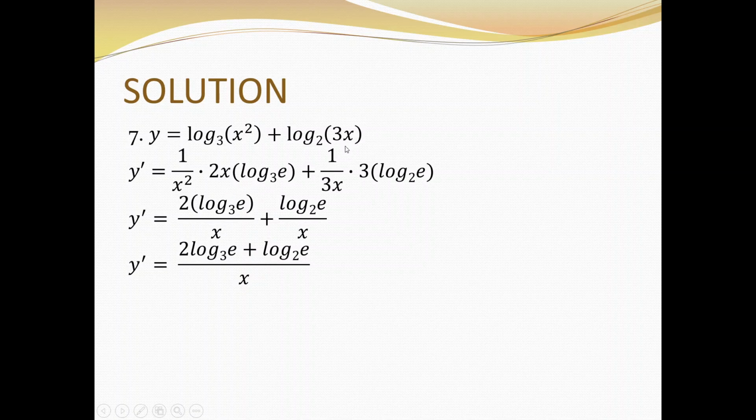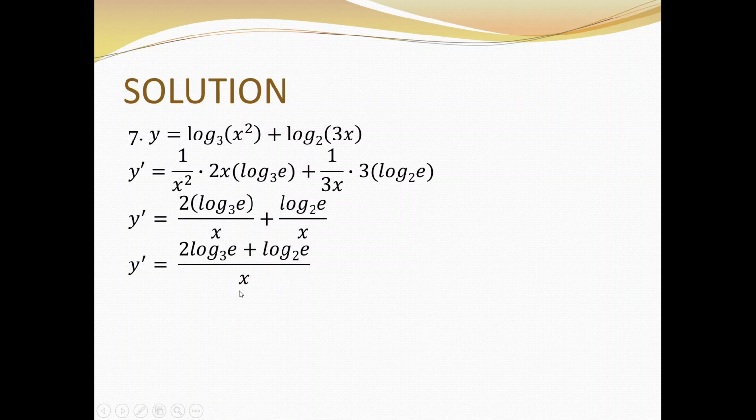Now for the second term, this is also 1 over u, where our u here is 3x, so this is 1 over 3x, to be multiplied by the derivative of 3x, which is 3, and also to be multiplied by a constant of log of e to the base 2. Then we can also express, for the first term, because we can reduce this by x, as 2 over x log of e to the base 3 plus log of e to the base 2 divided by x, or we can express it as one fraction because they have the same denominator.